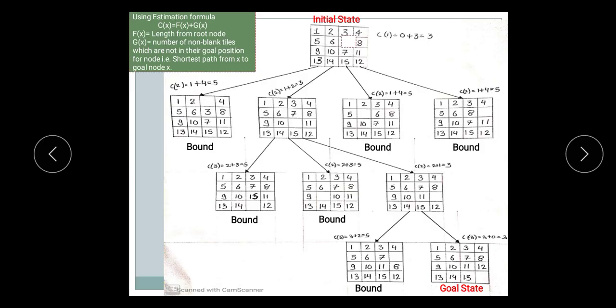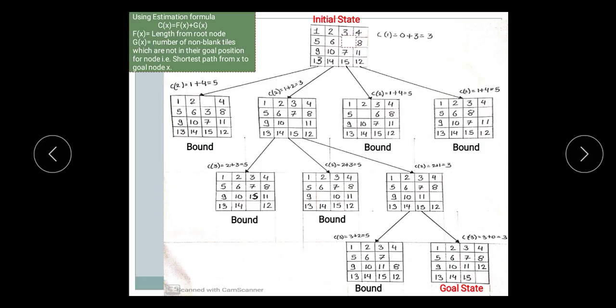So in this case we have 4 tiles, that is 8, 7, 11 and 12, which are not at their proper position. So our g of x becomes 4 and total cost is 5. Now we have the 4 states and 4 different costs. From that we have to choose who is our next e node.